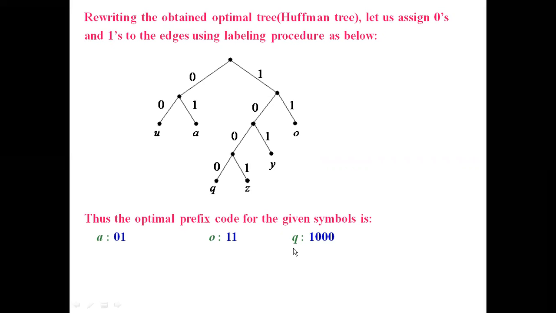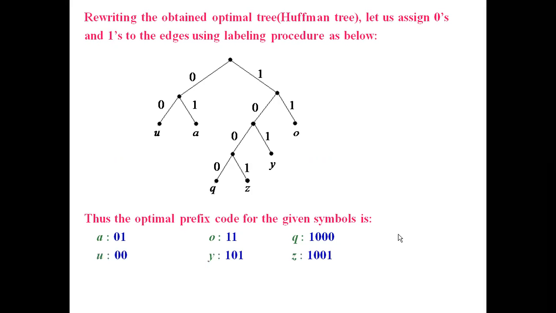Next, for the symbol Q, we can write the code as 1, 0, 0, 0. Q is at the fourth level, I'm sorry. The root is at the 0th level. So we have these two vertices, U and A, in the first level, and this vertex and O in the second level. Y and the other vertex are in the third level. Q and Z are in the fourth level. That is why there are 4 symbols in this code, right? So Q is traversed all the way from the root with the symbols 1, 0, 0, 0.